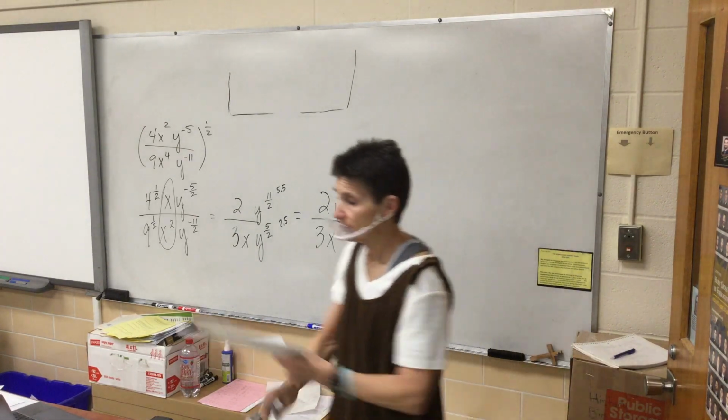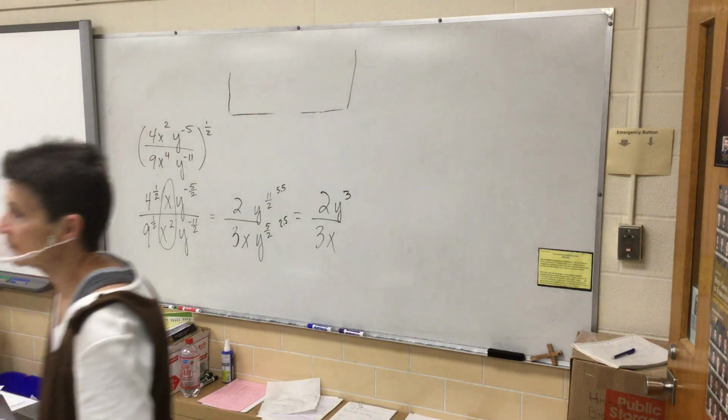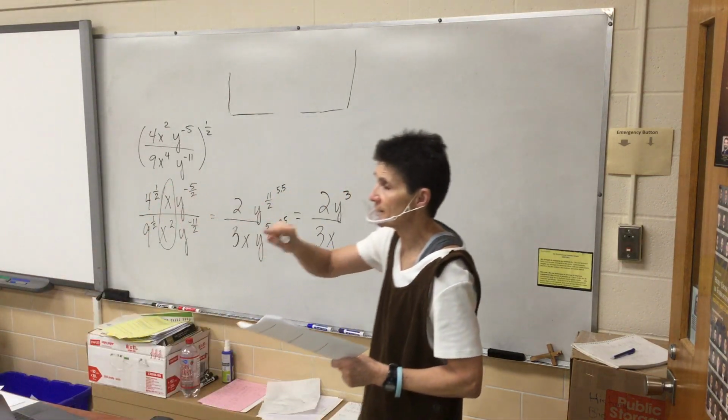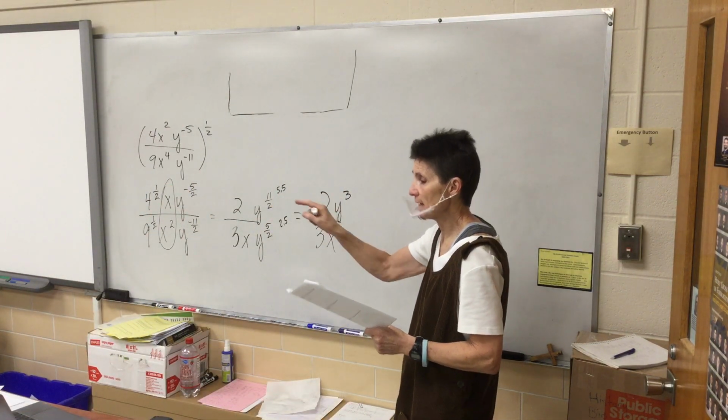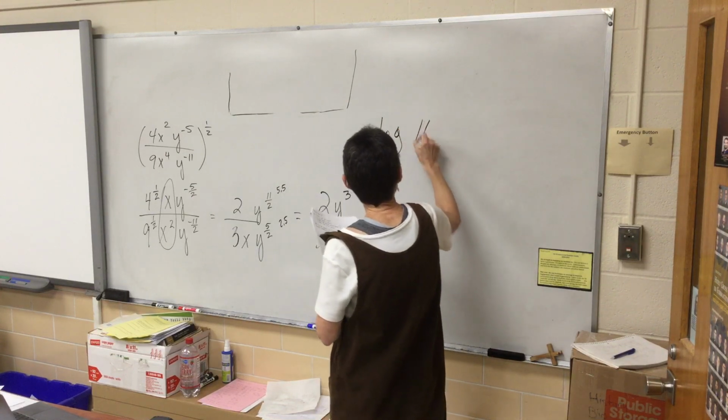Not G, too easy to write down. What's the answer to G? 19. When those two numbers, look where the 7's are, when those two numbers are the same, the answer is 19. All right, the log of 100.